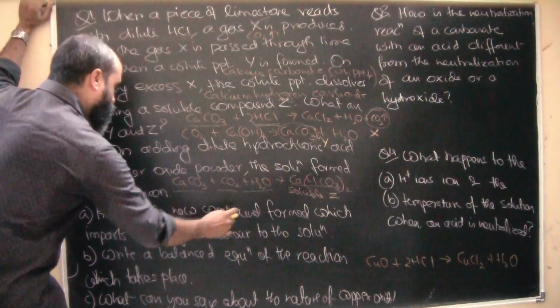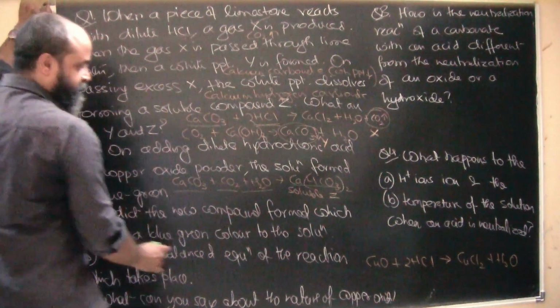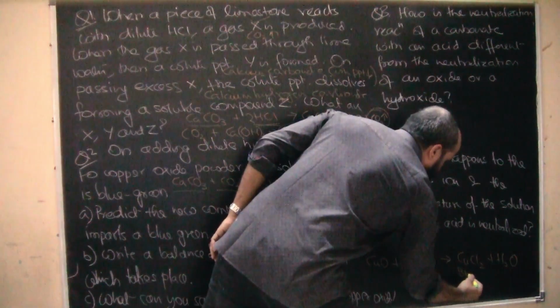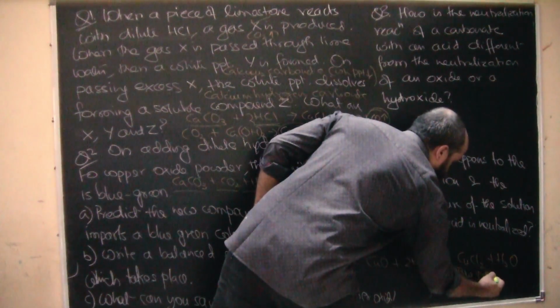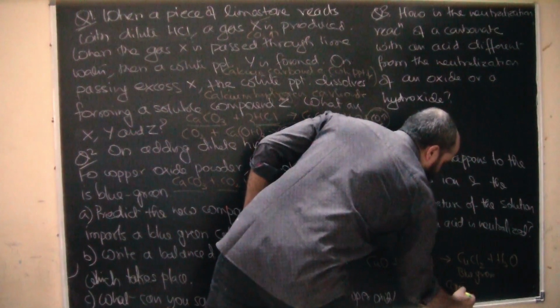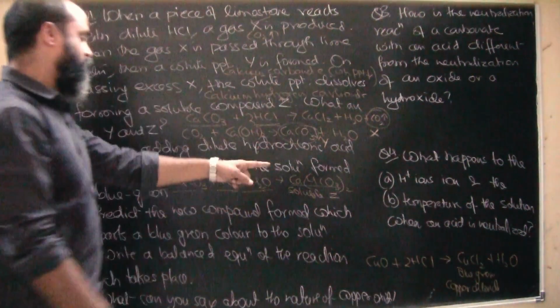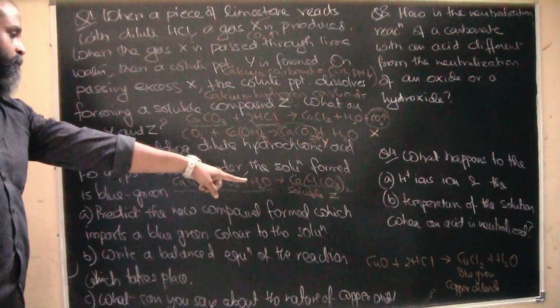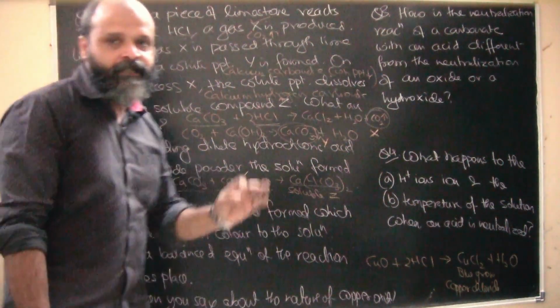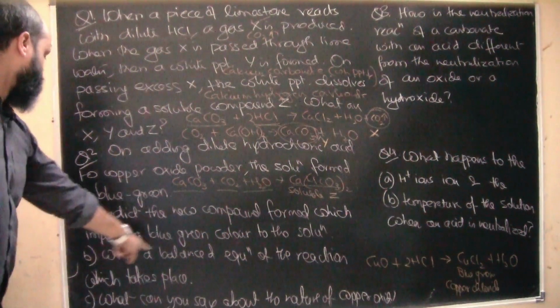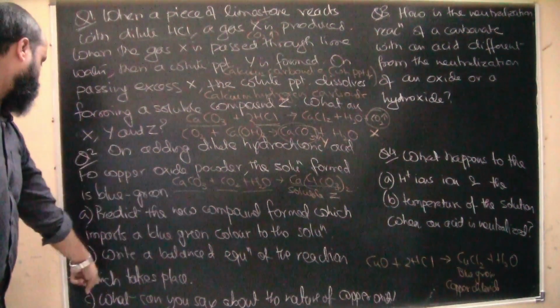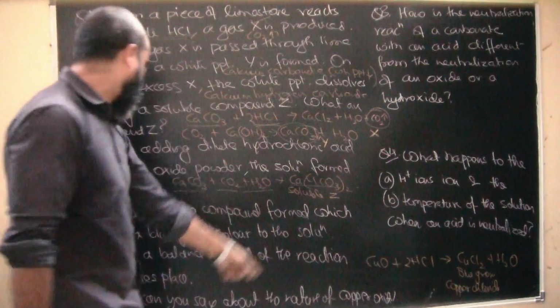Predict the new compound formed which gives the blue-green color. This is blue-green, and this is nothing but copper chloride. This copper chloride is giving us a blue-green color. Copper oxide plus HCl is giving copper chloride. Most of the compounds of copper are basically bluish or greenish in color. Then, write a balanced equation. So this is a balanced equation.